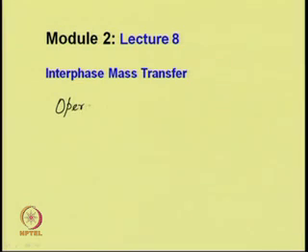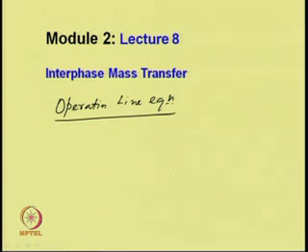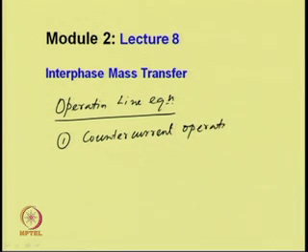In the previous lecture, we considered the material balances in a two phase contact equipment to obtain the operating line equation, and this we discussed for two cases. One is counter current operation and second one is co-current operation.